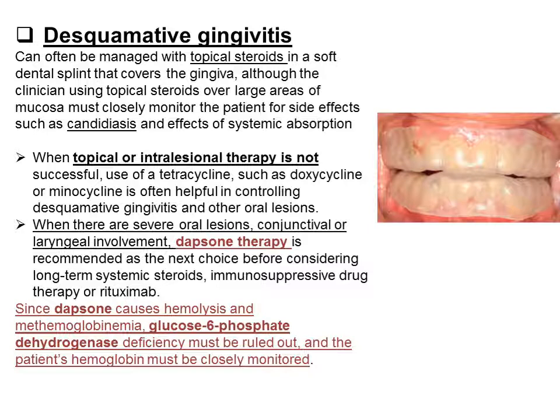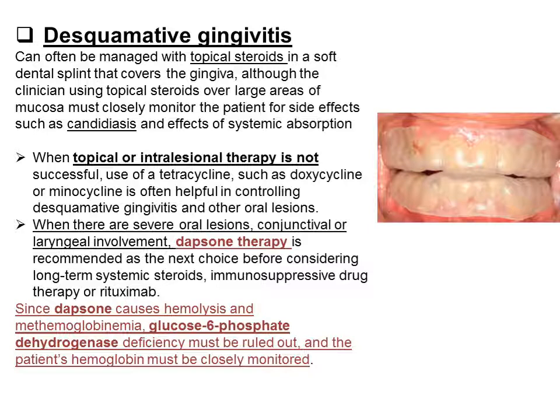Vesicular gingivitis can also be managed with topical steroid in a soft dental splint that covers the gingiva. Also, when using topical steroid for a larger area of mucosa, you must closely monitor the patient for side effects such as candidiasis and the effects of systemic absorption. When topical or intralesional steroid is not successful, the use of tetracycline or doxycycline may be helpful in controlling the vesicular gingivitis and other oral lesions.